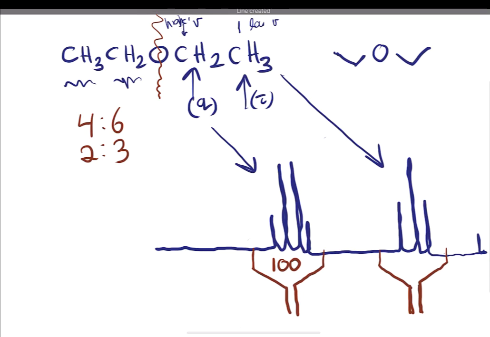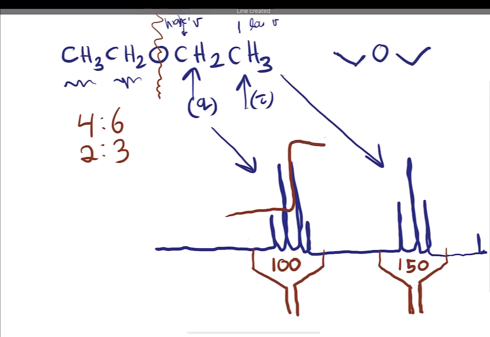And the thing is, it's one peak, but it's just split 4 times by the coupling. But we could set that area to 100, and that means the area underneath the triplet is going to be 150, because that's the ratio as required by the molecule.